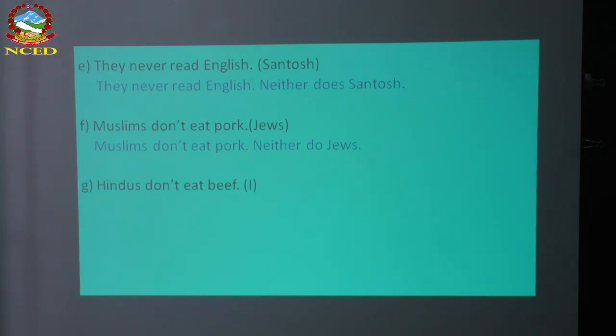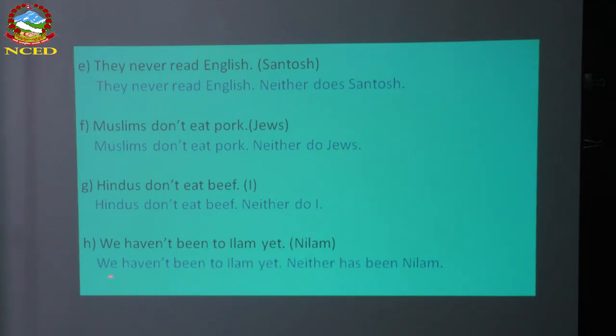Next, this is second last number, right? Hindus don't eat beef. And what about I? Hindus don't eat beef, neither do I. So the last exercise given here is H number. We haven't been to Ilam yet. And Neelam, what about Neelam? We haven't been to Ilam yet, neither has Neelam. So you will be able to do all this exercise now, right?